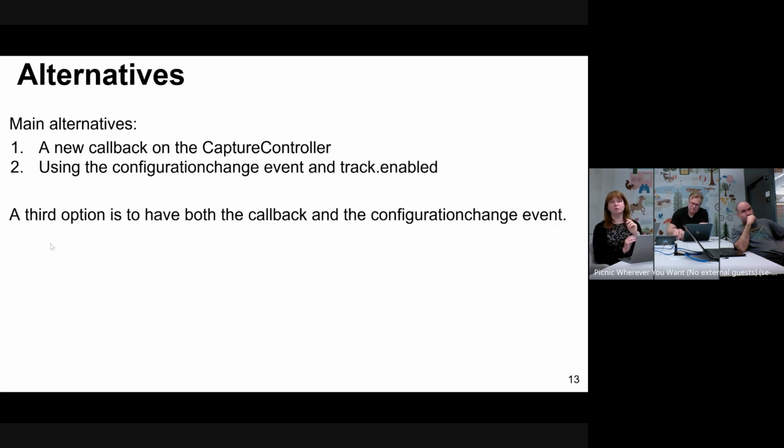In this issue thread, the 2 main alternatives that we have discussed lately are, first, to do this at the source level, the capture level, by adding a new callback to the capture controller so that we can pause the capture at that level. The other alternative is to do it on the individual media stream tracks, which might be many for a certain capture. The idea there is to reuse the existing configuration change event, and primarily we're thinking of using the track enabled property to pause the frame delivery.